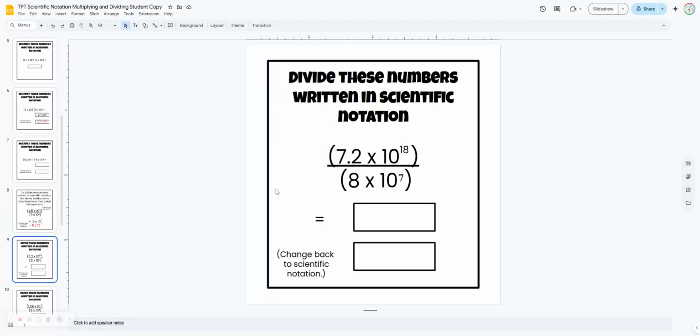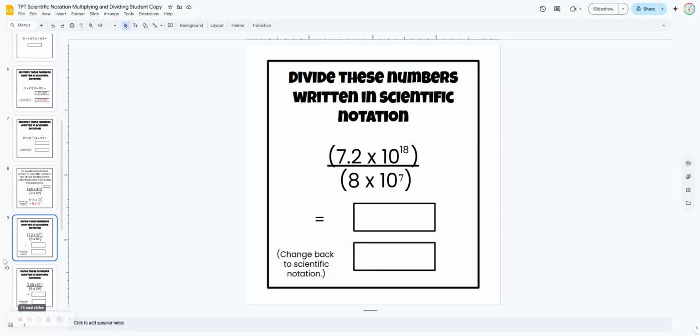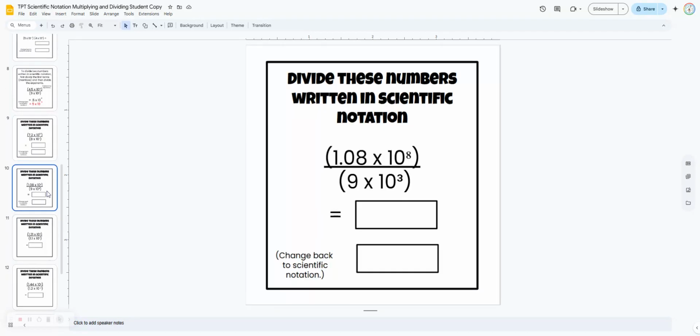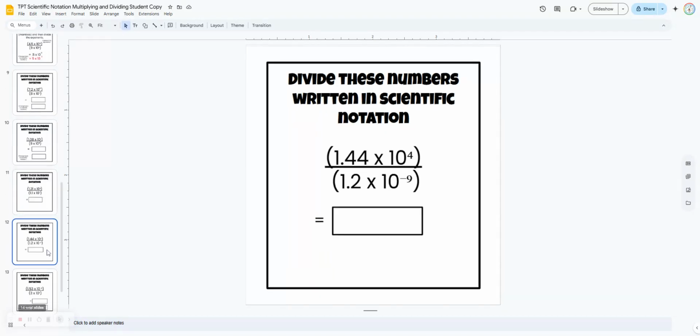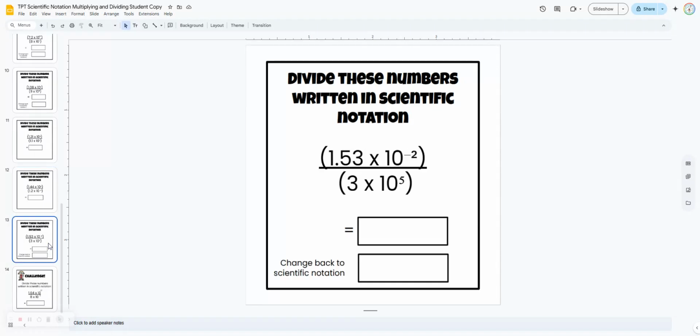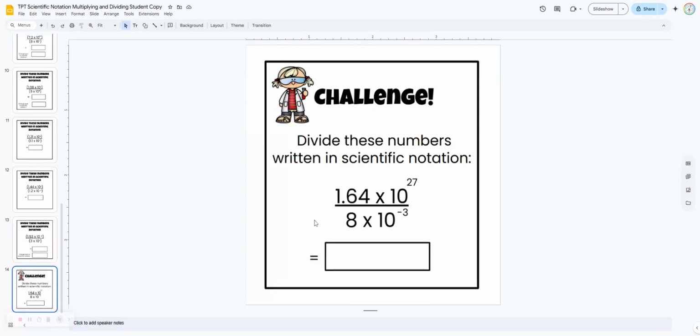So students are going to do some of these problems. Again, divide by subtracting your exponents, change back to scientific notation. So they've got a few more of these to practice. And here we've got some negative exponents, so they need to be careful. And then they have a challenge problem at the end.